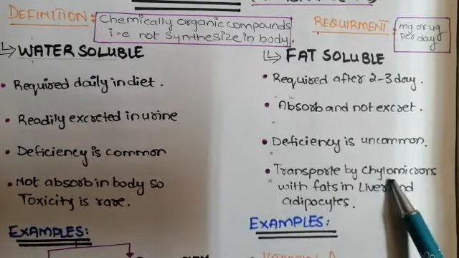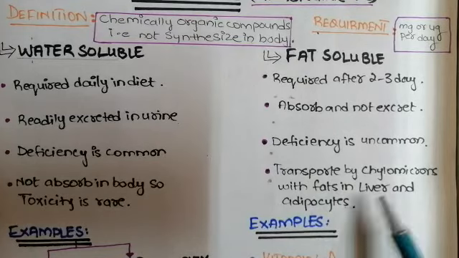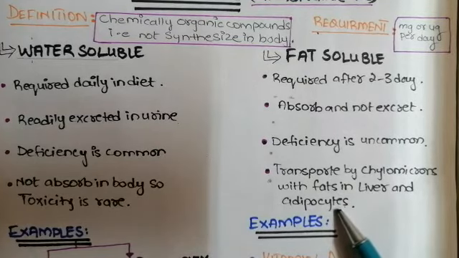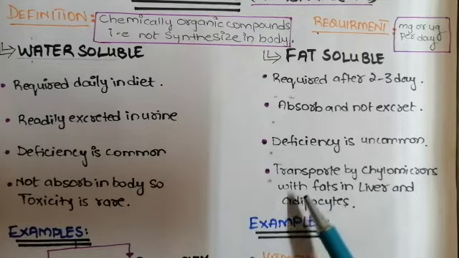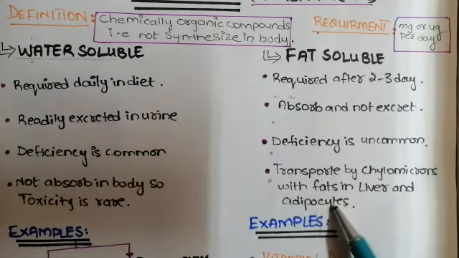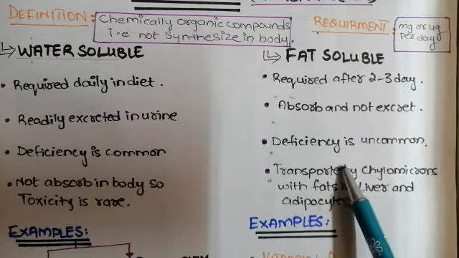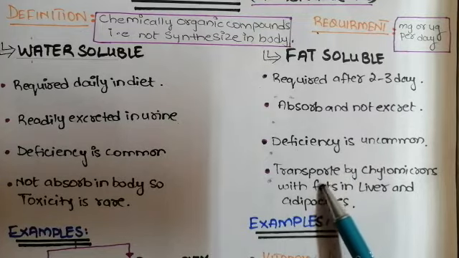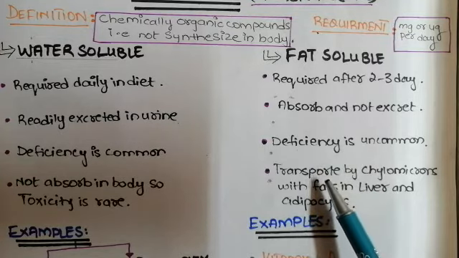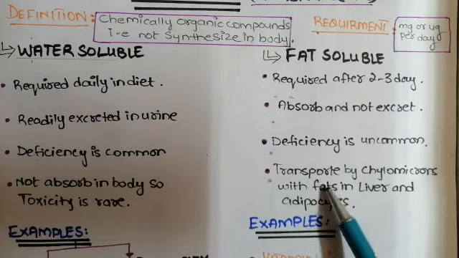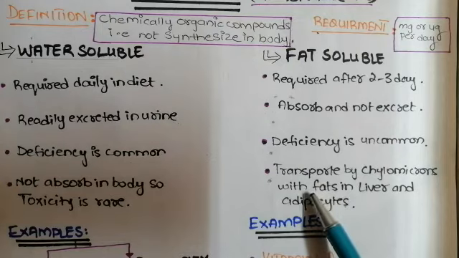Then they are transported by the chylomicrons with the fats to the liver and the adipocytes in the adipose tissue, and they are stored for a few days in the liver and in the adipocytes. So that's why their deficiency is rare, but their toxicity can occur because they are absorbed and remain for 2 or 3 days. There can be an increased solubility or increased absorption that leads to toxicity.